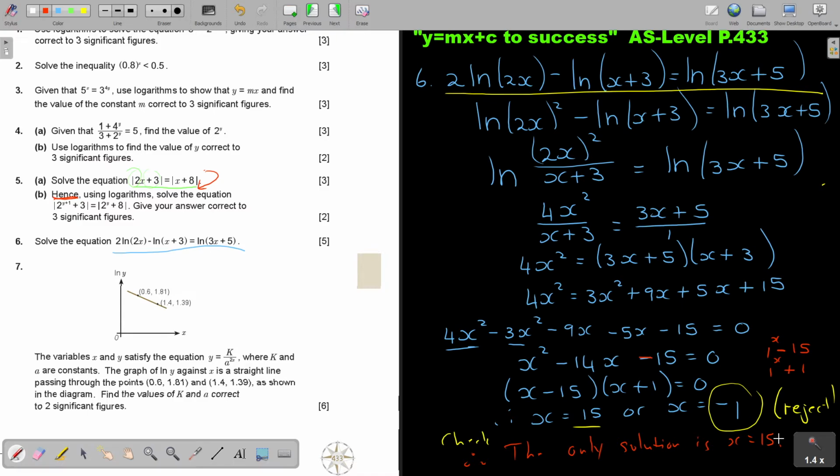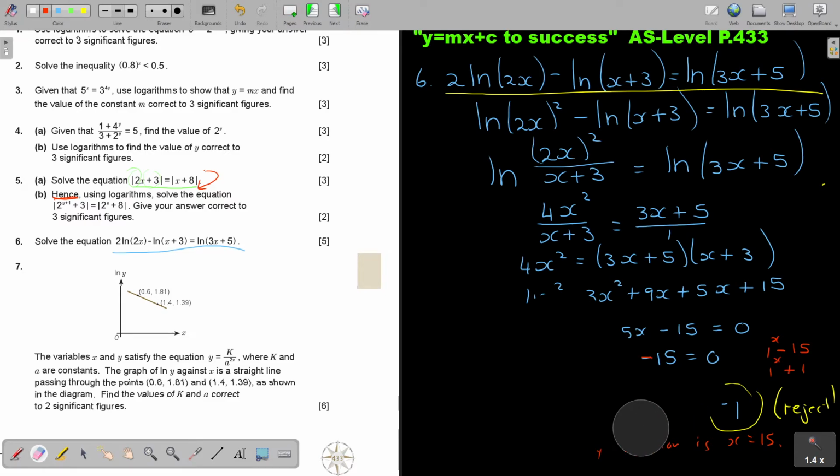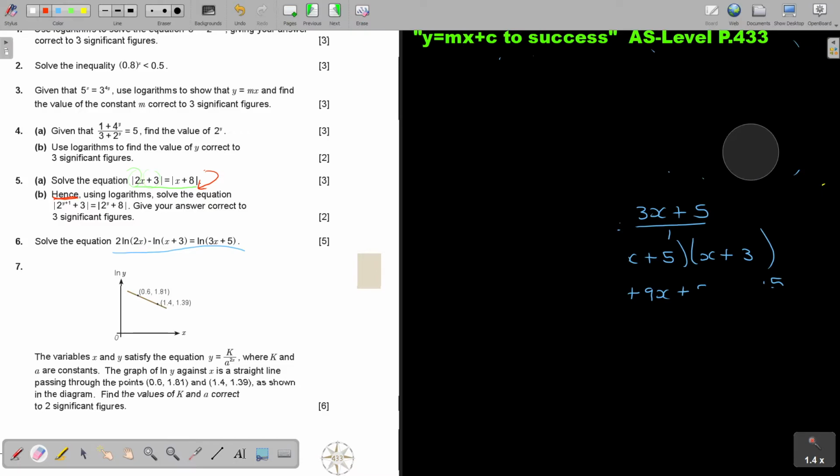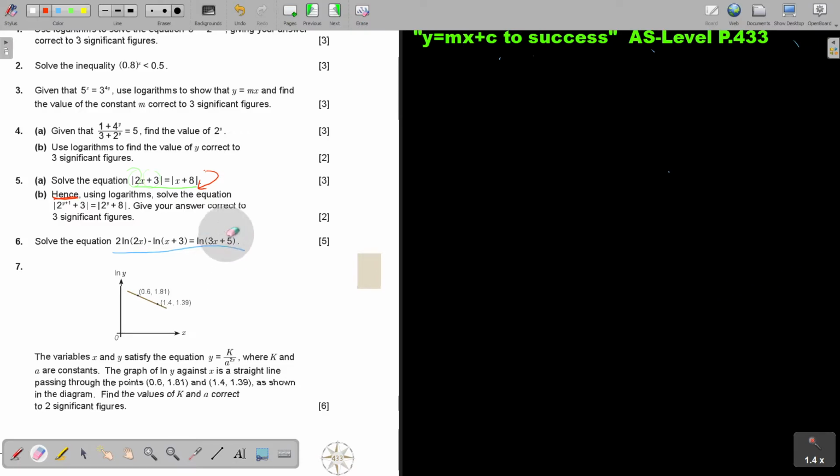Okay, let's do the last one. Let's start the last one. Number 7. The variables x and y satisfy the equation, where k and a are constants. The graph of ln y against x is a straight line passing through the 2 points as shown. Find the values of k and a correct to 2 decimal places.